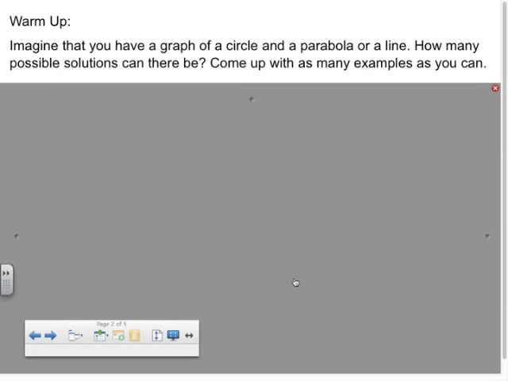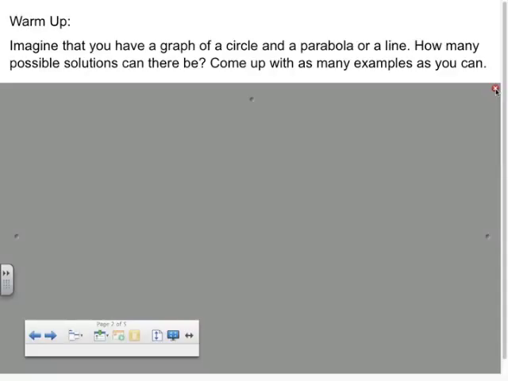Before we get started on solving more complex systems, I want you to imagine that you have a graph of a circle and a parabola or a line. How many possible solutions can there be? Come up with as many examples as you can. So pause the video and try to draw as many examples of a circle and a parabola and a circle and a line as you can.